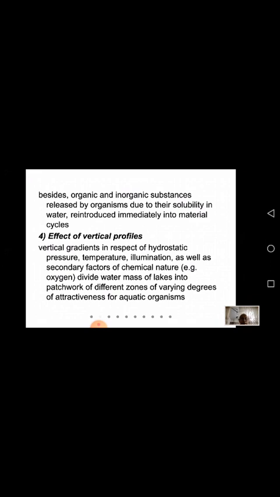As well as secondary factors of chemical nature, they divide the water mass into a patchwork of different habitats of varying degrees of attractiveness for aquatic organisms. This part I have already informed about: the vertical profiles create a lot of microenvironments.